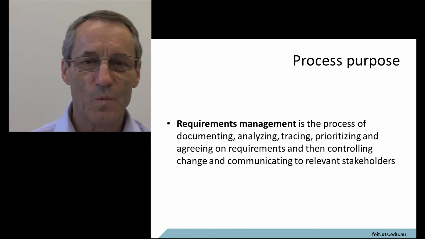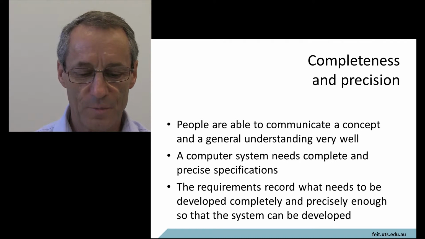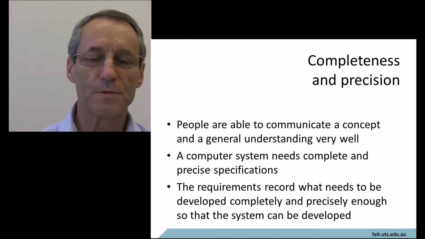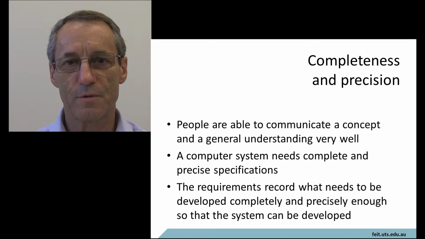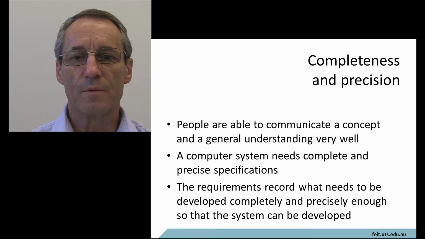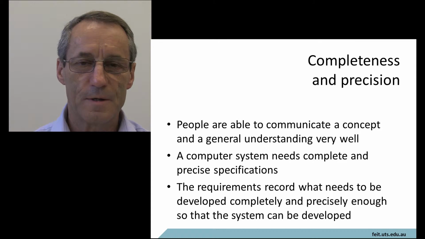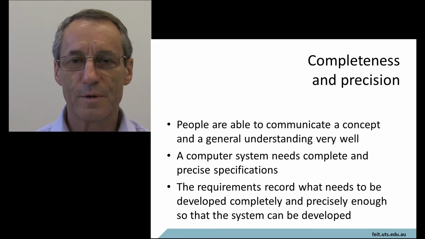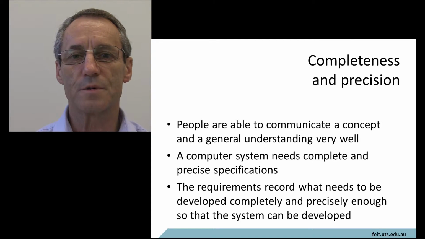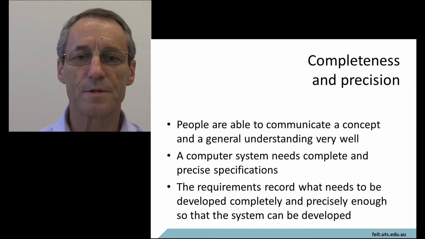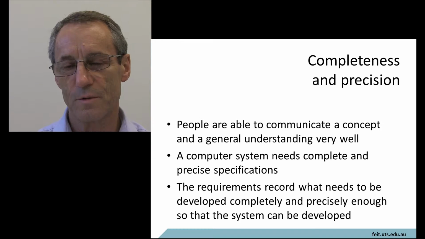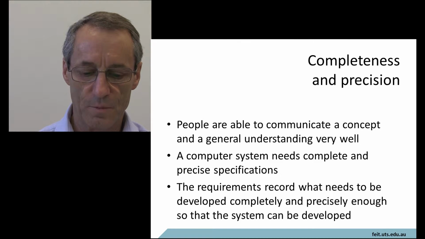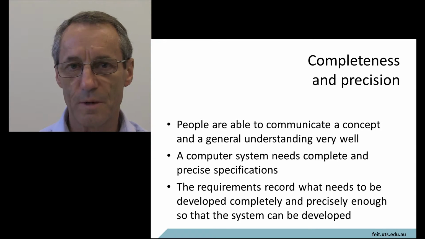Now, one of the things that's very much the case with computer systems is that while people are able to communicate a concept very well, we don't communicate precisely. Computer systems can't implement a concept, they can't implement a discussion, and computer systems do need that detail and precision. That does not come naturally to humans when they're talking to each other. So the requirements record what needs to be developed completely and precisely enough so that the system can be developed.